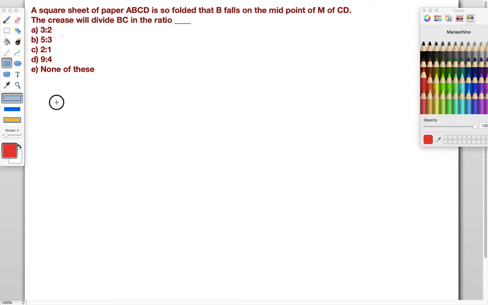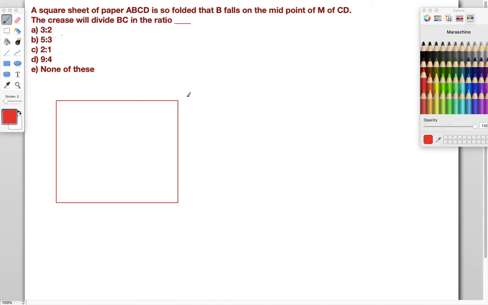So I'm drawing a square, and let's say this is a square piece of paper. Mark the points A, B, C, D. And there is a midpoint M of CD. Let's say the length DA is equal to 2a, AB is equal to 2a, and as M is the midpoint, DM I can take as a and MC as a, and BC is equal to 2a.